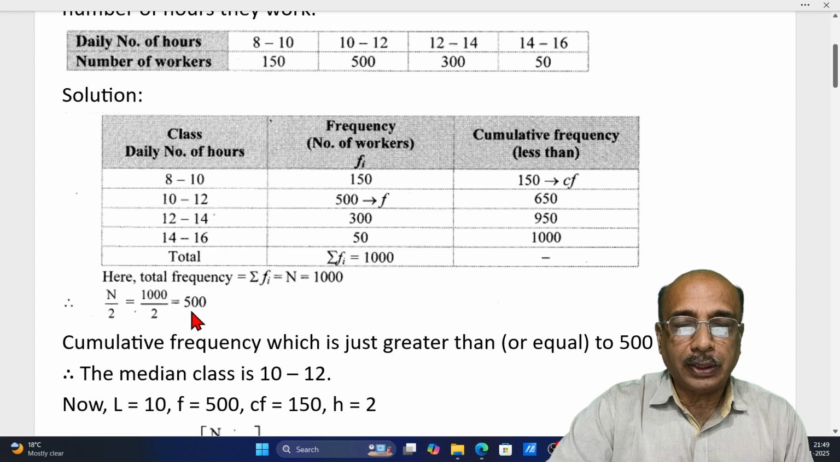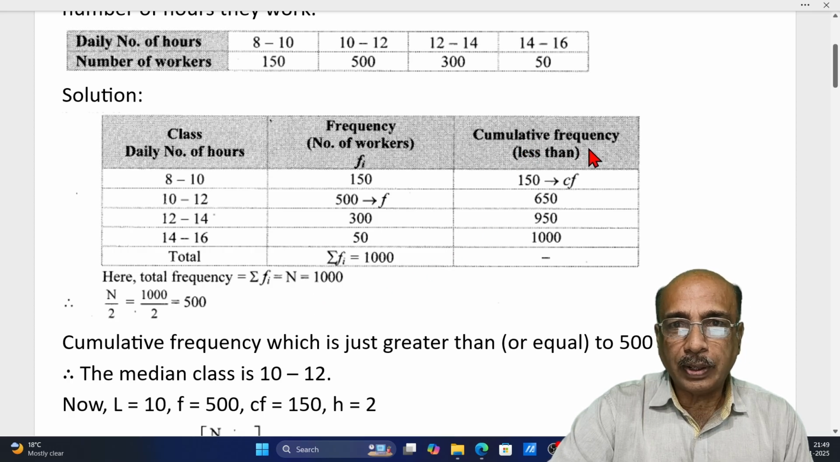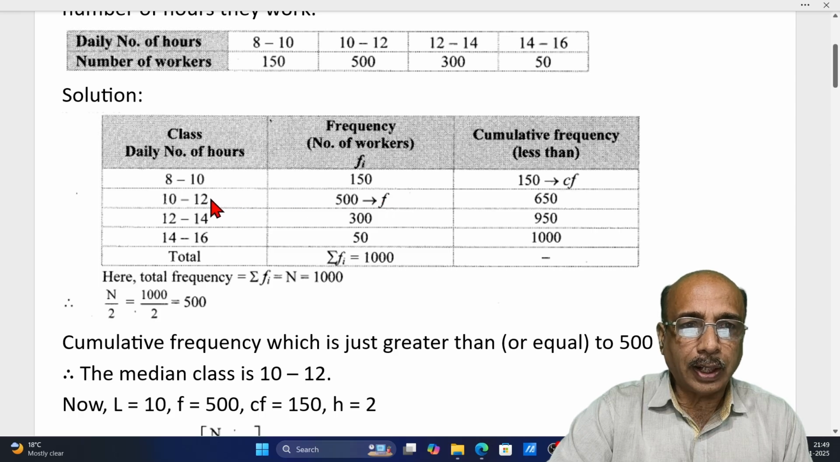Here the method is special such that wherever n by 2 is given, 500, you come to the cumulative frequency where 500 will come. It is greater than 150 but less than 650. So it will come in the group of 650. Wherever that cumulative frequency is there, that frequency class will be known as the median class. So here 10 to 12 is the median class.